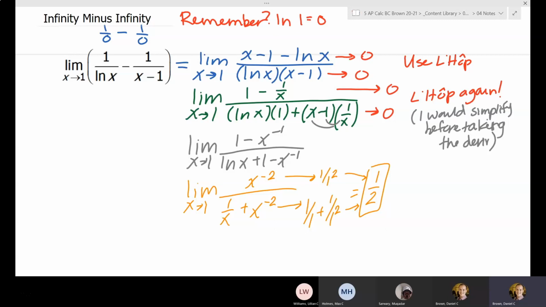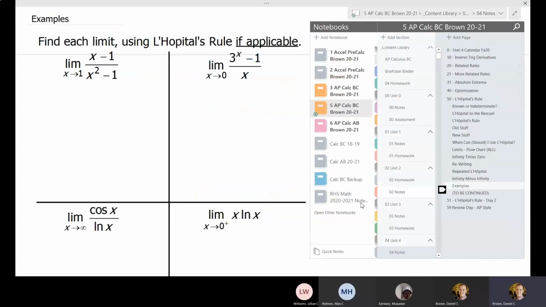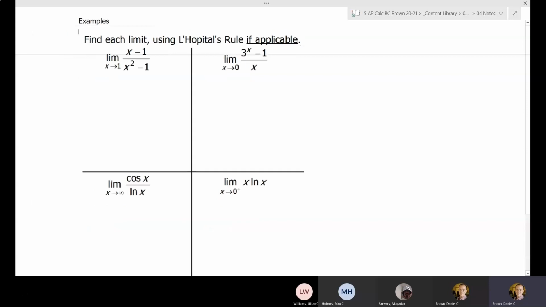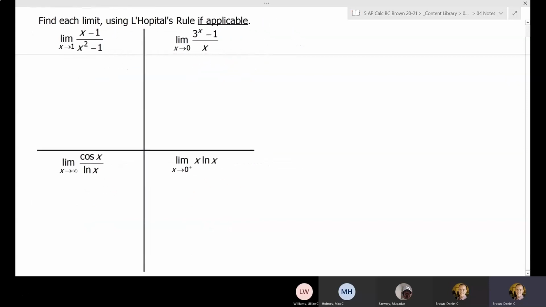Questions or concerns for that one? All right, one more slide, and it's just 4 problems. Just to make sure you understand how to do all of these. Try those 4 for me. For the sake of practice, some of these you can use other methods, but if you can use L'Hopital's rule, try to use L'Hopital's rule just for the sake of practicing it. But do always check, because some of them you can't use L'Hopital's rule for. You should be able to answer all 4 of these now.